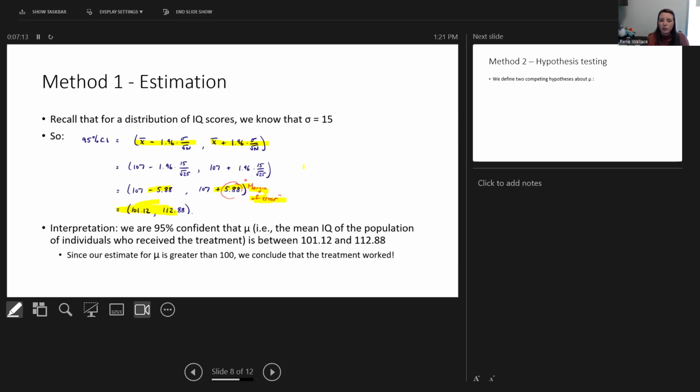So how does that answer our question? Well, since mu is greater than 100, I could conclude that the treatment worked. Awesome. They got a higher IQ score after my intelligence training than the IQ score of the general population. That's super exciting. We concluded something that we now know from something that we didn't know. Awesome.